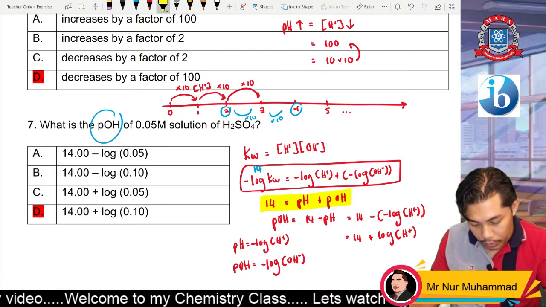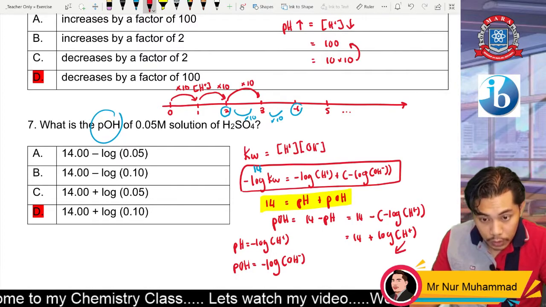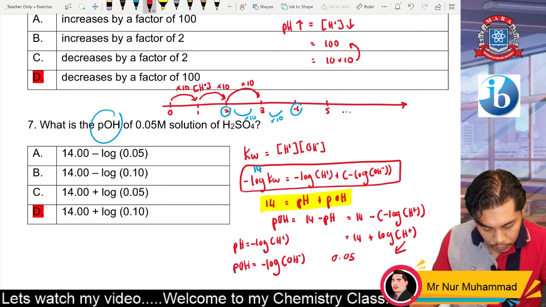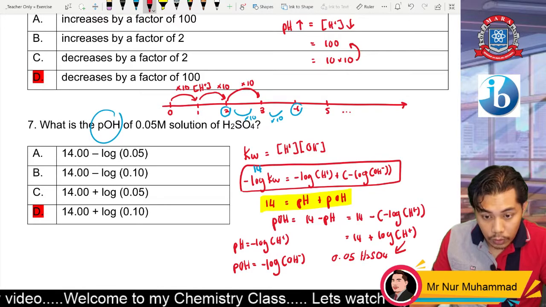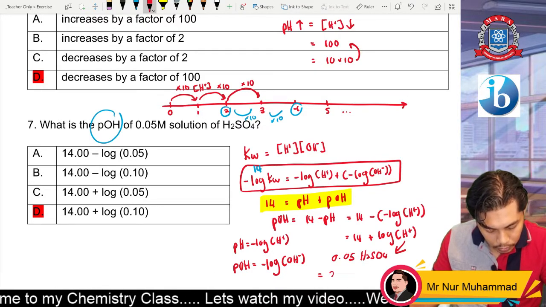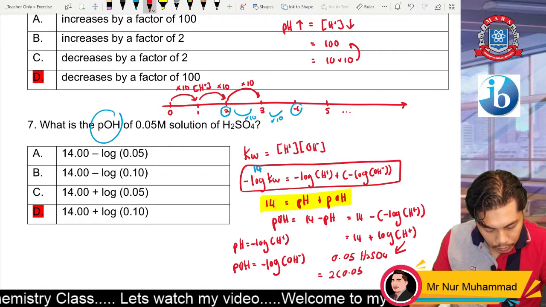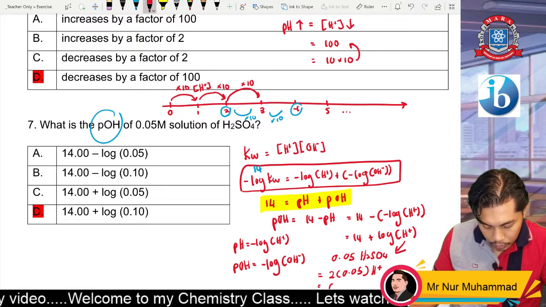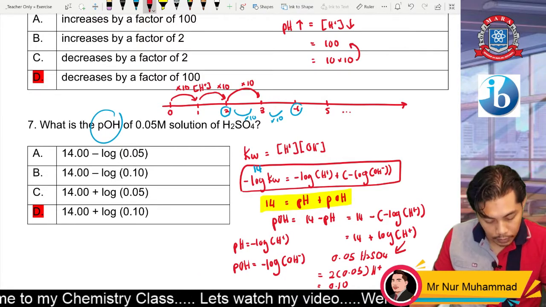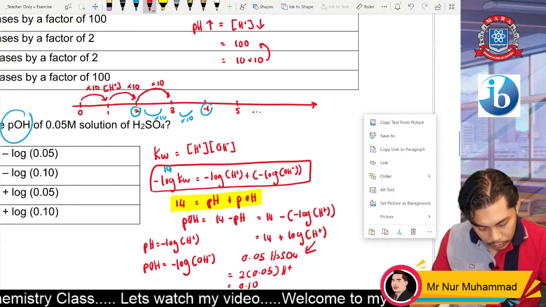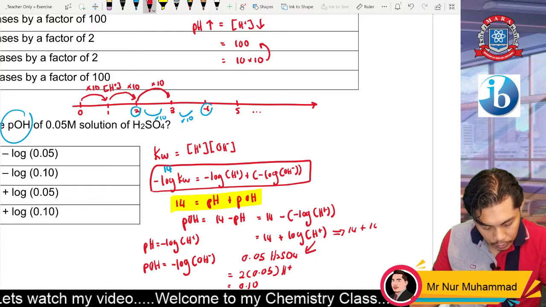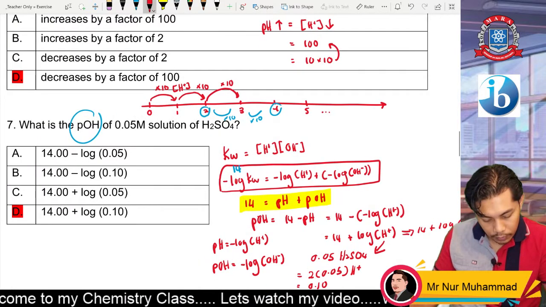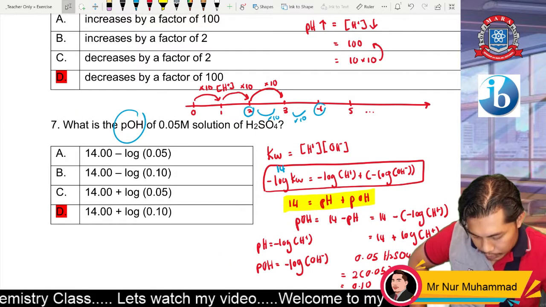Okay, so the concentration of hydrogen ion: 0.05 H2SO4 is equal to 2 times 0.05 hydrogen ion, because this is a diprotic acid, so 0.10. Alright, now the value is 14 plus log 0.10. So the answer is D.